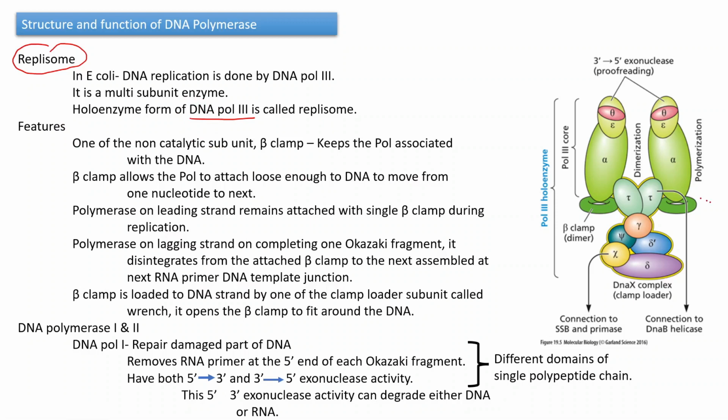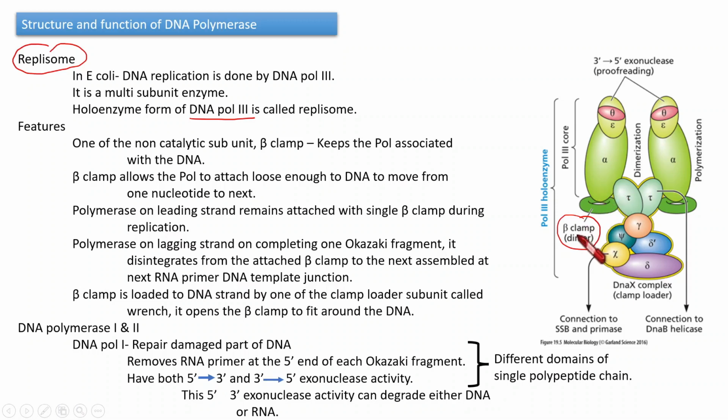Among the different subunits present in DNA polymerase 3, there is a non-catalytic subunit. Its name is beta clamp. And what is its significance? It helps the DNA polymerase to stay associated with the DNA template to complete the DNA replication.